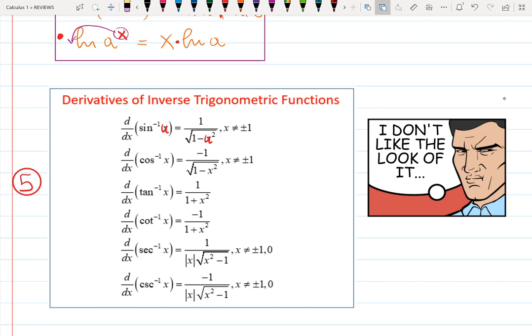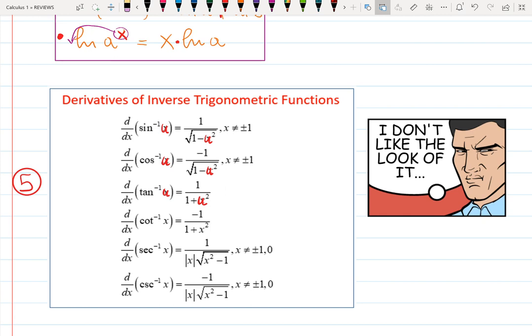Arc cosine, or cosine minus 1 of u, will be minus 1 over the same thing, square root of 1 minus u squared. Remember that cosine gives you negative 1 all the time, so arc cosine does the same thing. Arctangent doesn't have a square root, and it has a plus sign at the bottom, so it's 1 over 1 plus u squared. I usually say it out loud this way: arctangent of the input is 1 over 1 plus input squared, no matter what this input is, even if it's a crazy function, and then times the derivative of that input, if there is a chain rule involved.